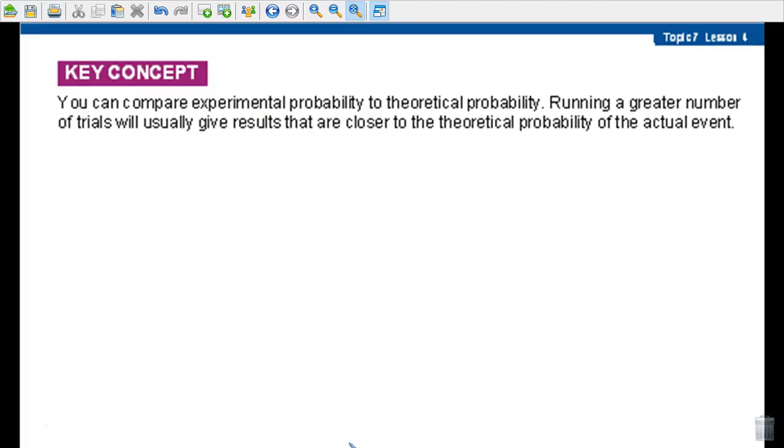All right. And here's your key concept. There you go. Another lesson wrapped up perfectly.